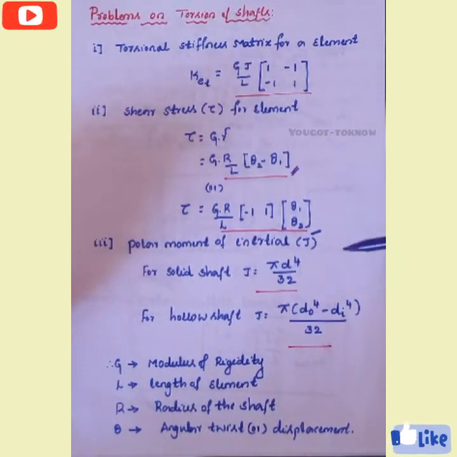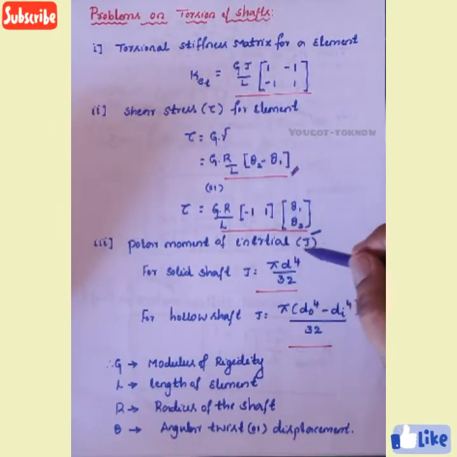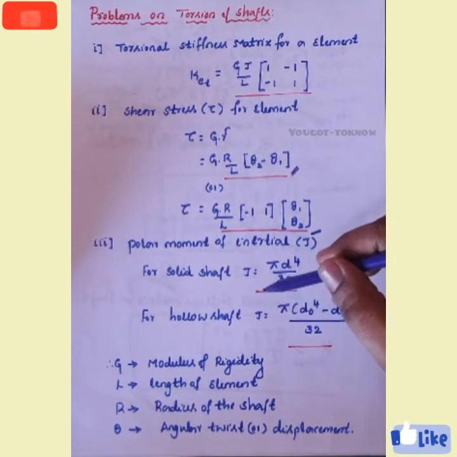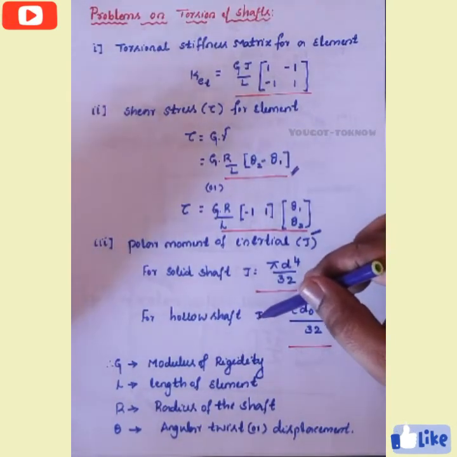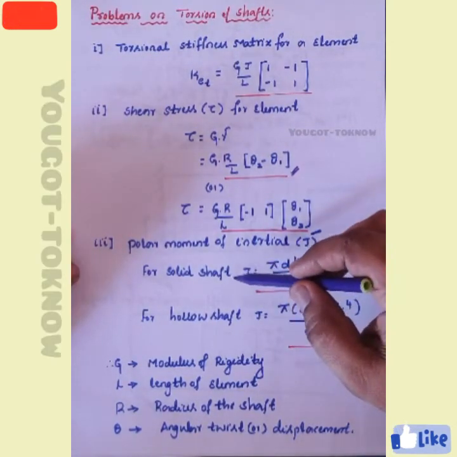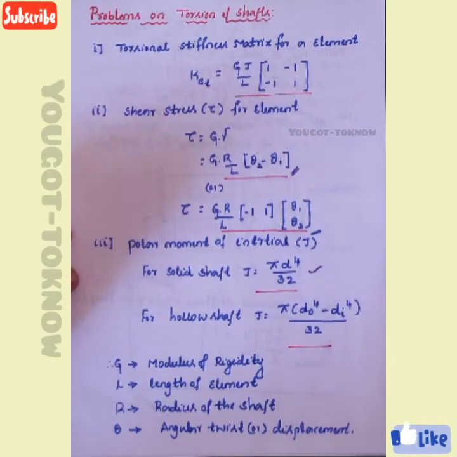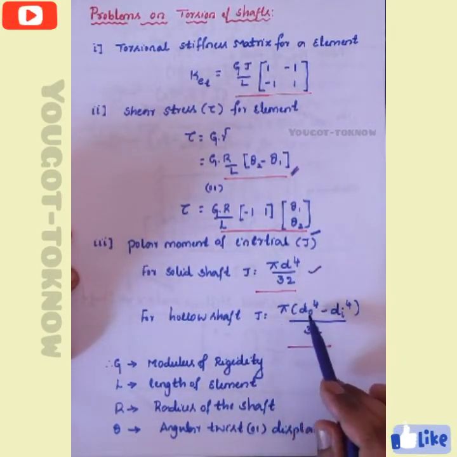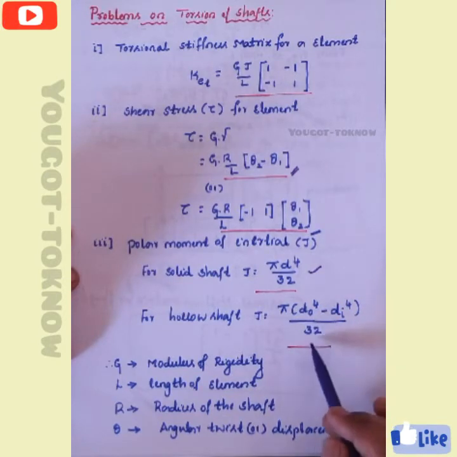Then what are the unknown parameters generally? One is J. What is meant by J? Polar moment of inertia. How do we determine it? Here we are using shafts, and there are two types of shafts possible: solid shaft and hollow shaft. If a solid shaft is given, use J = pi d to the power 4 by 32. If a hollow shaft is given, use J = pi times (d naught to the power 4 minus di to the power 4) divided by 32.